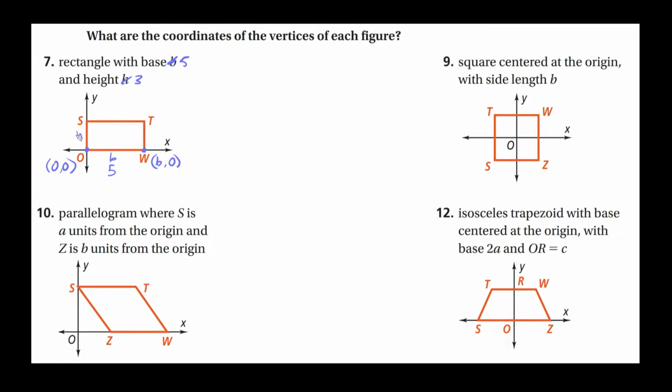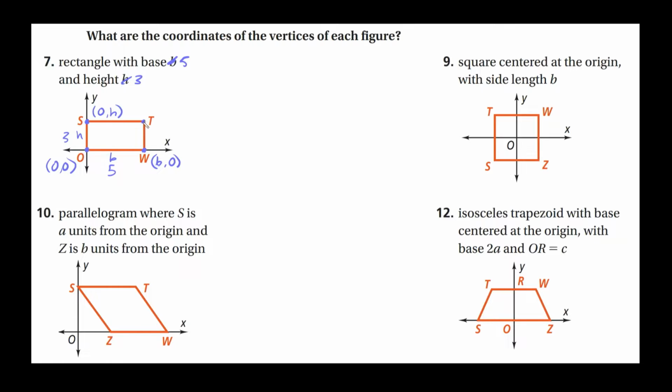Same thing with the height. So if you want to think of the height in terms of just a number, so let's just say 3, we would know that this point right here at S would be at 0, comma 3. But again, we don't know that it's necessarily 3. We just know it's a varying height labeled as h. So we know that this point at S is actually at 0, comma h.